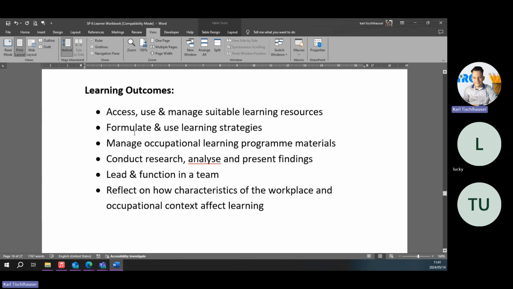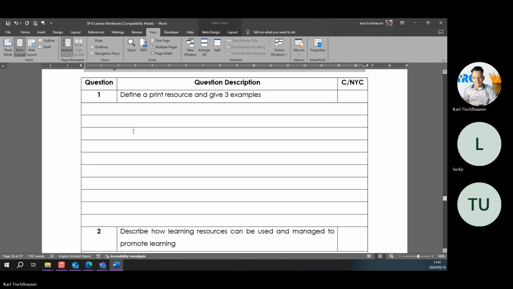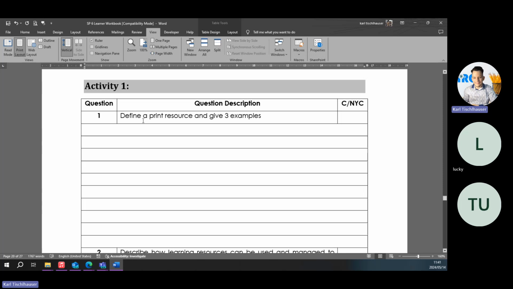Okay, let's go to 6.4. 6.4 says define a print resource and give 3 examples. So a print resource would be things that are printed out. So think about textbooks, pamphlets, letters, anything that's printed out. Then just give us 3 examples. So give us an example of a textbook. Give us an example of a memo. You can call it the Brian's Country Club memo. Just give me 3 different resources and 3 different examples.